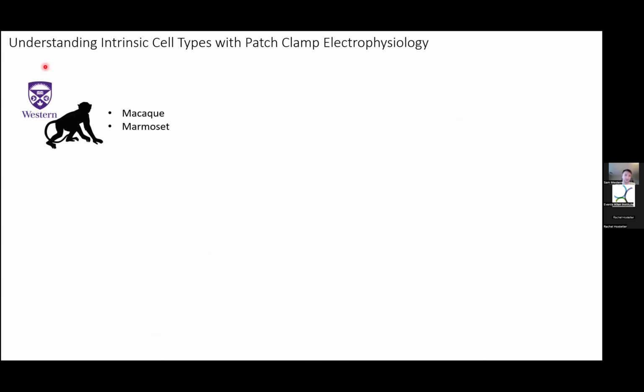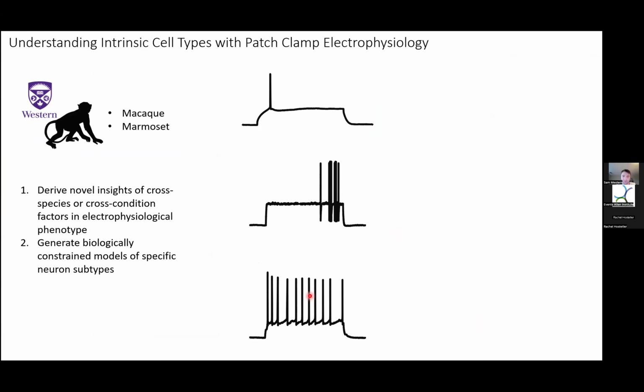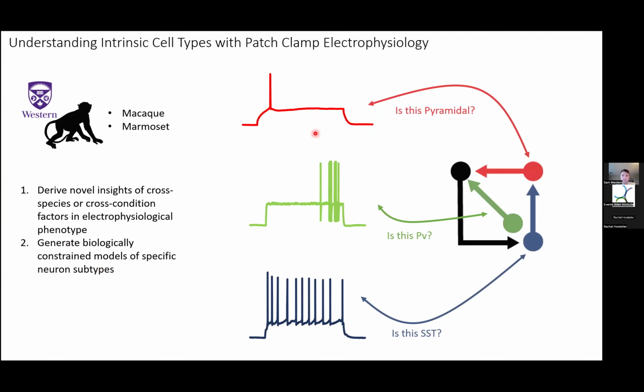Now, we've been working on this project since 2019, and we've gathered quite a large database of cells with really distinct phenotypes. And we really wanted to derive novel insights from them, and we also wanted to generate biologically constrained models of our subtypes. However, we quickly ran into a problem when we started this project, which is we ourselves didn't have any sort of cell type information for our NHP cells, since at the time we didn't really have any viral tools, nor do we have transgenic animals, and we weren't able to perform patch-seq at the time.